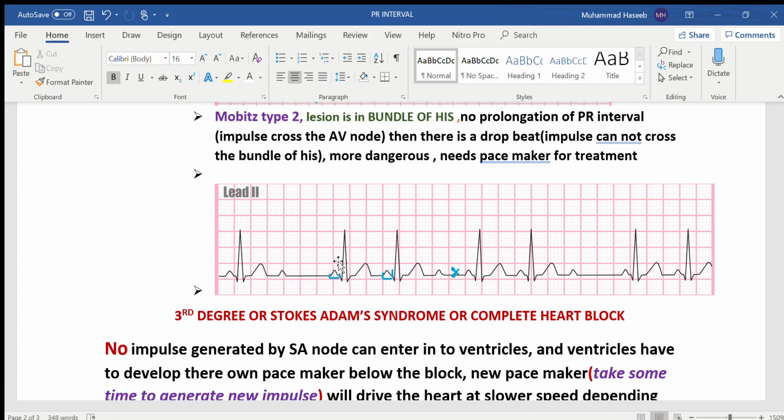This is usually seen in cardiac ischemia, after myocardial infarction. So this is Mobitz type 2, and it is more dangerous and needs a pacemaker.